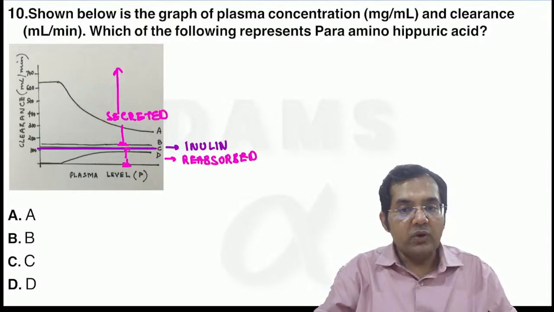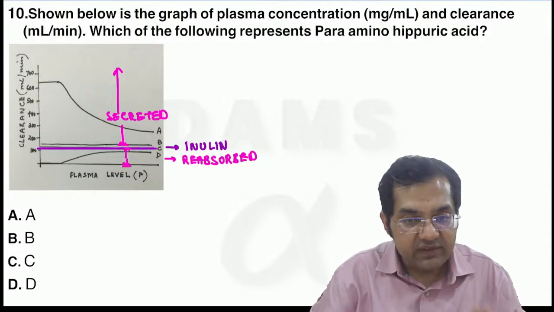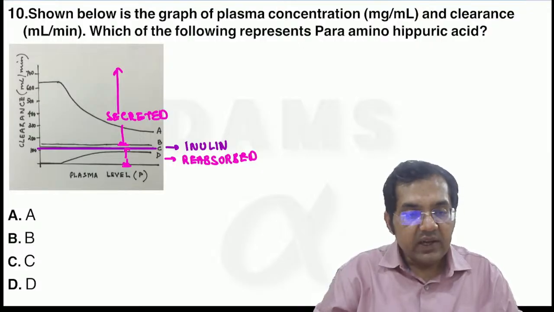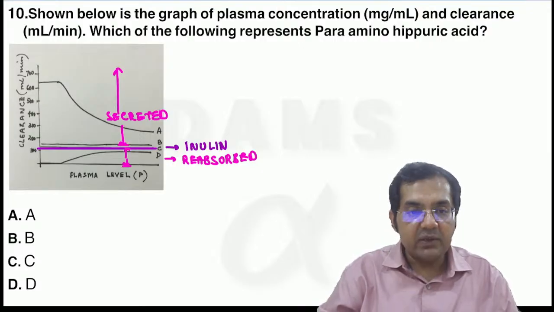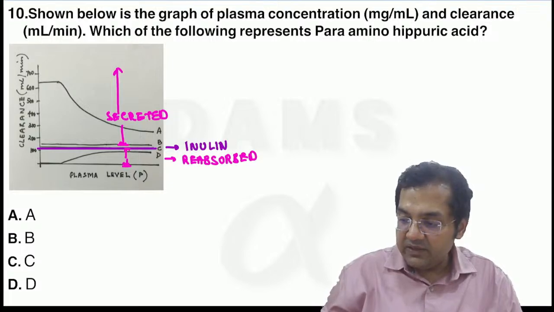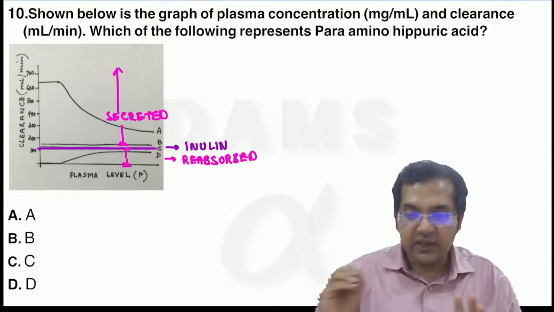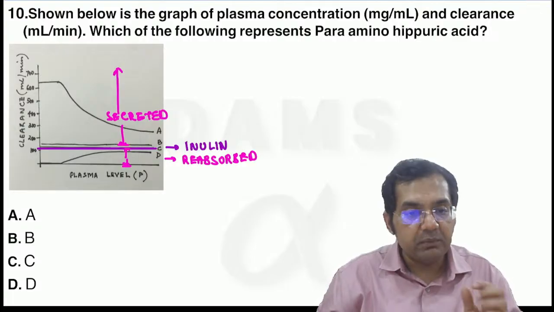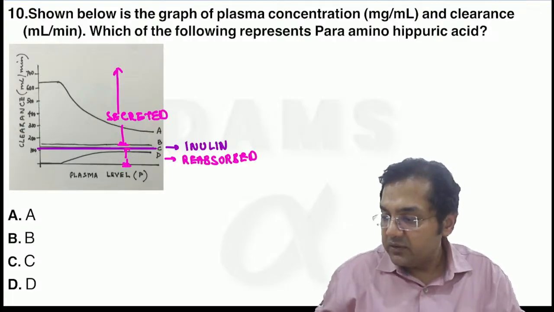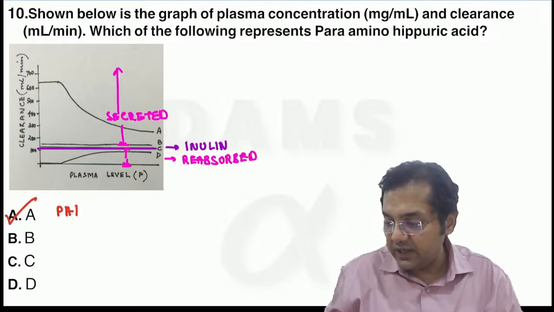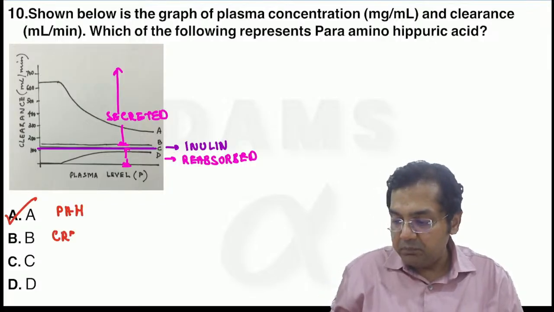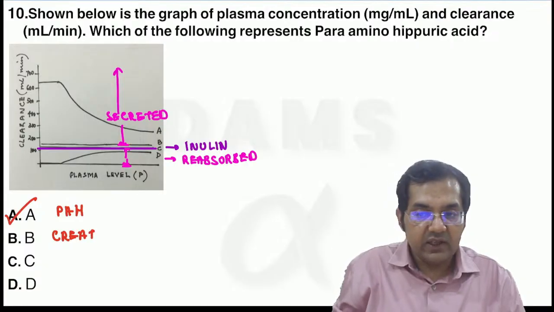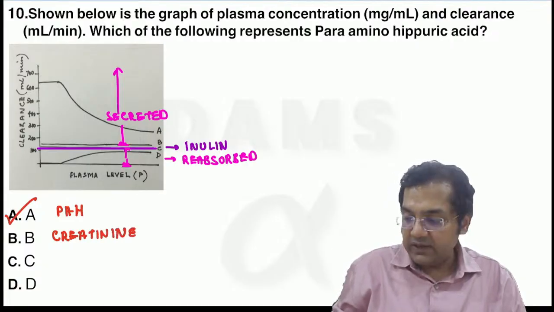Para-aminohippuric acid is definitely secreted, we know that, and its secretion is carrier mediated. But please remember, A has much more secretion than B. That means A is secreted to a very high extent, but B is only partly secreted. So A is the answer for my question here. A is PAH. B, remember, is creatinine, because creatinine is partly secreted.